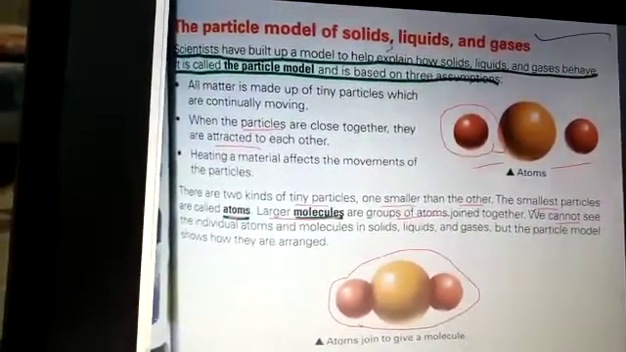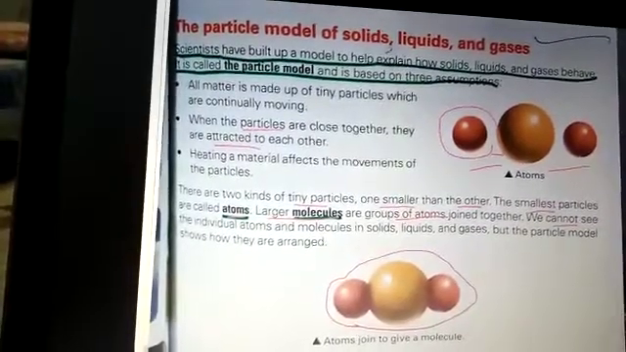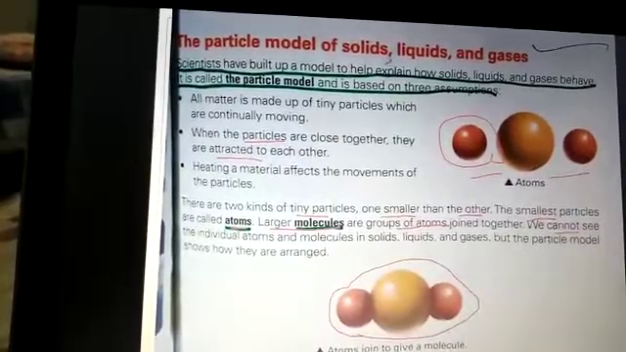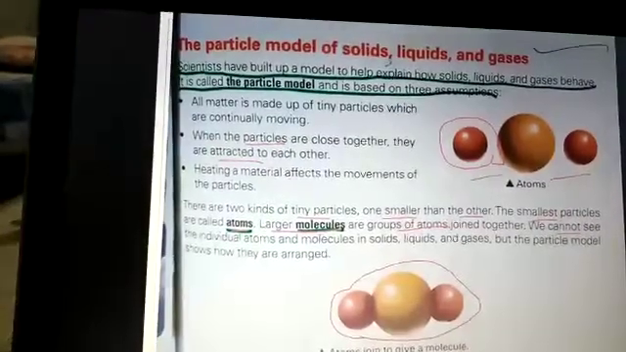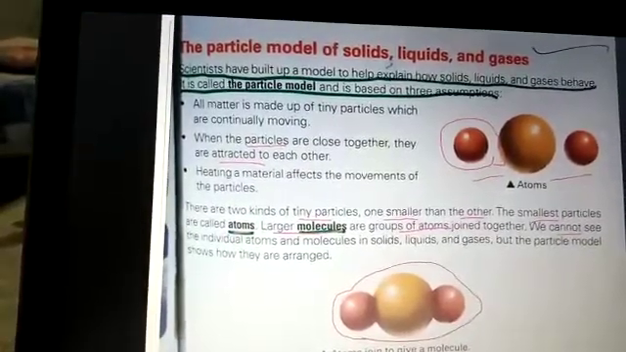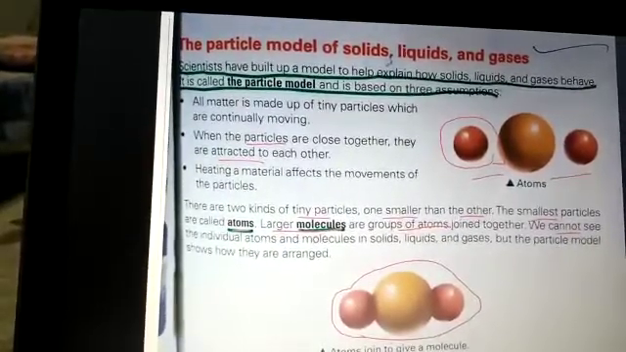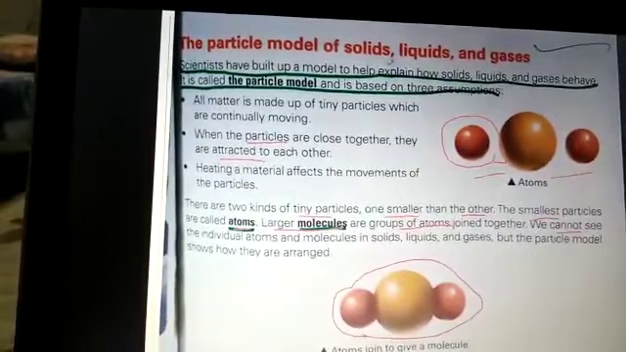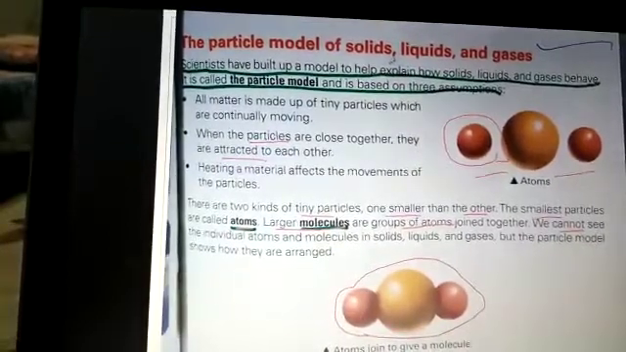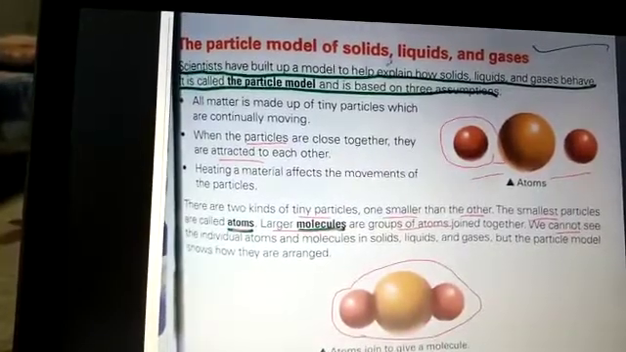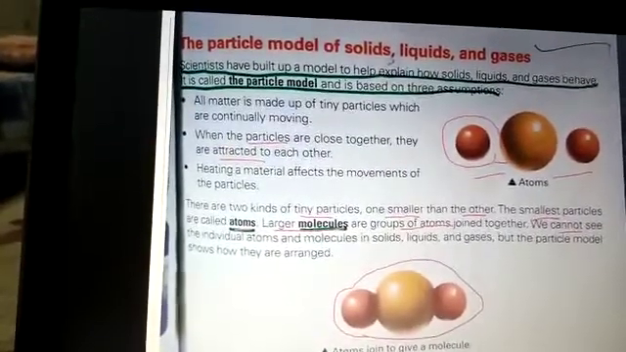Heating a material affects the movement of the particles. For example, when you heat water boiling at the temperature of 100 degrees Celsius, their particles are continuously and quickly moving and collide. Collide means hit one another, because heating affects the movement of particles.